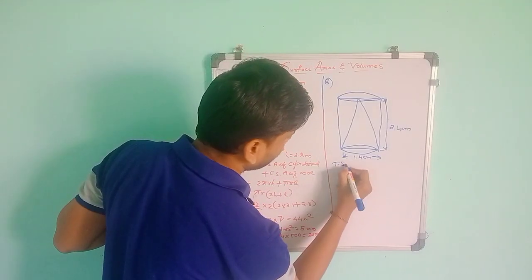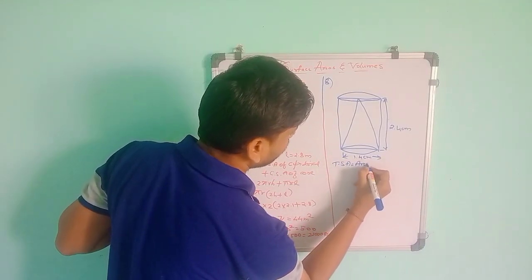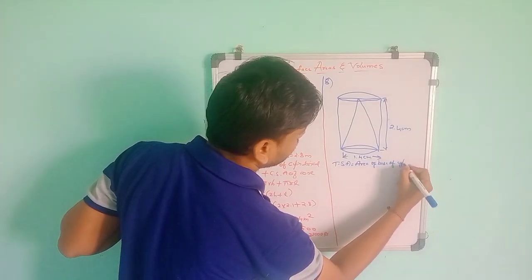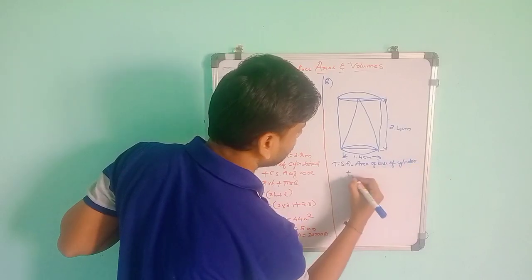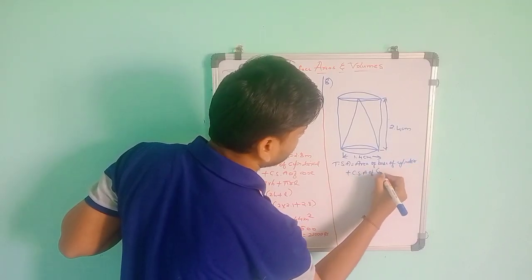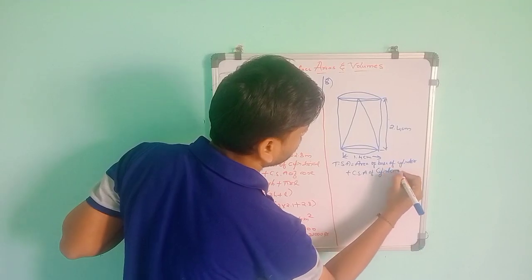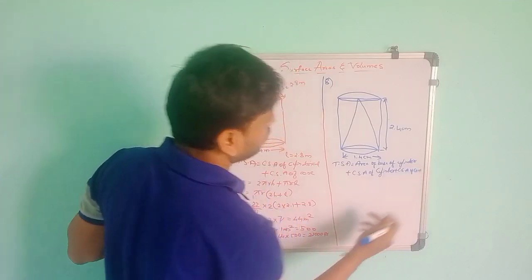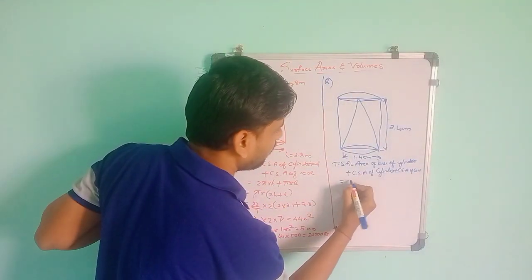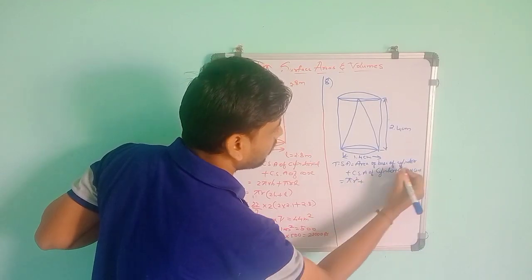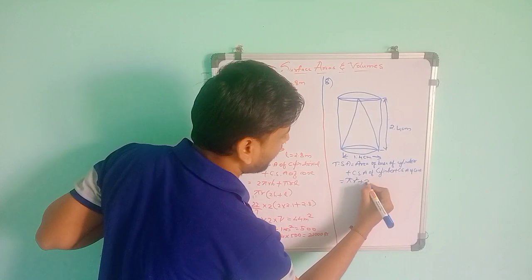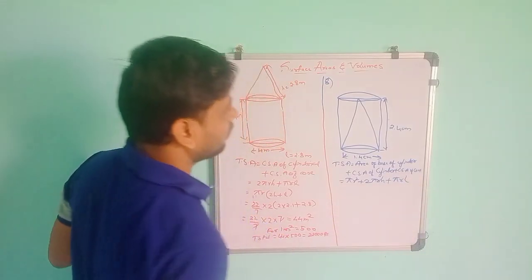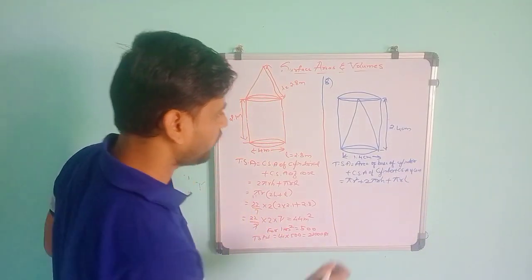So here the total surface area will be area of base of cylinder plus curved surface area of cylinder plus curved surface area of cone. So this is the conical cavity. So the area of base of cylinder is pi r square plus curved surface area of cylinder, that is 2 pi r h, plus curved surface area of cone is pi r l. So we have to find out this L.